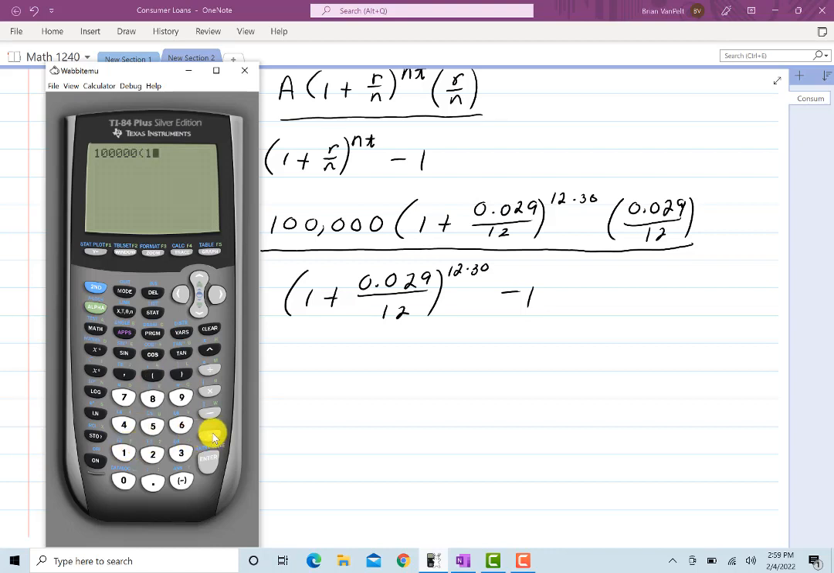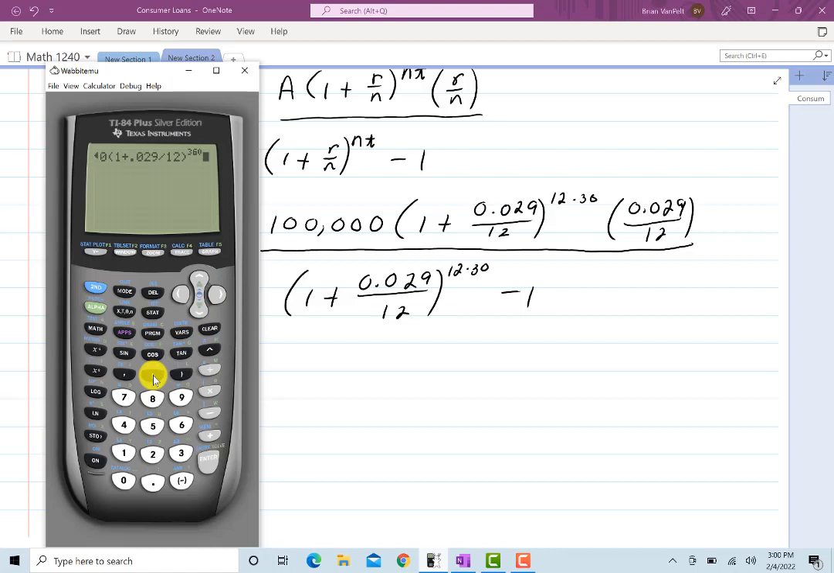1 plus 0.029 divided by 12. Finish that parenthesis, and now start an exponent. And 12 times 30 is 360. You can save yourself some grief just by putting that in. Now, some calculators will have a raised exponent like I do. See how it's up there? I have to hit the right arrow to bring it back down.